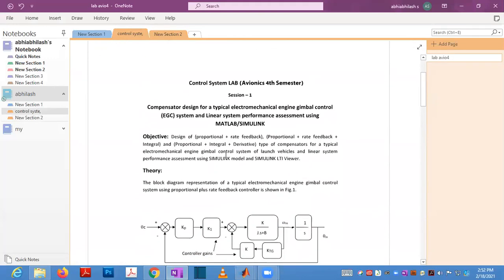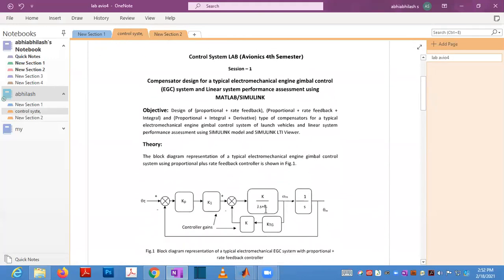So this is the complete block diagram of the electromechanical system, in linear representation of this model. It is only a linear representation of this model. And you have to do, there are so many controllers.